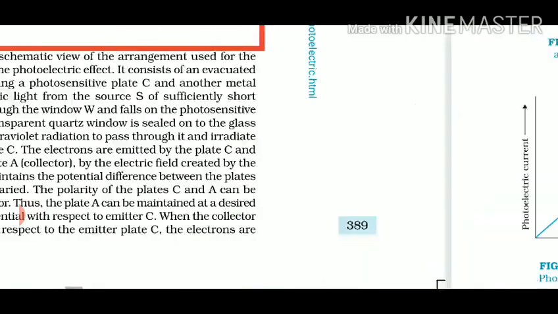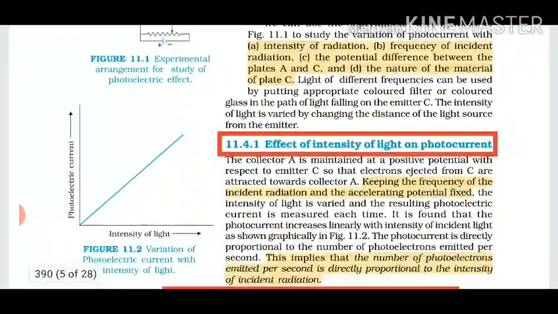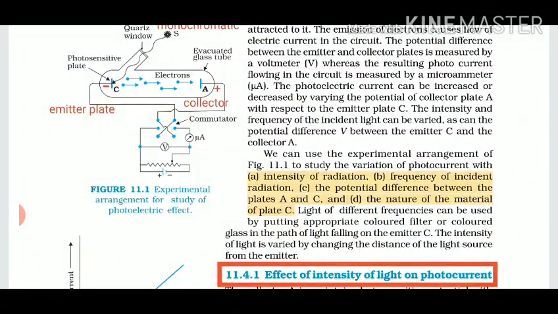Now, what is intensity? Intensity means number of particles per unit area per unit time. Here we are talking about intensity of light. So intensity of light will be the number of photons per unit area per unit time which are falling on this cathode plate.